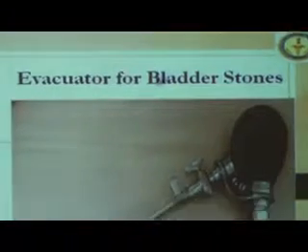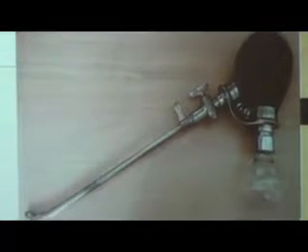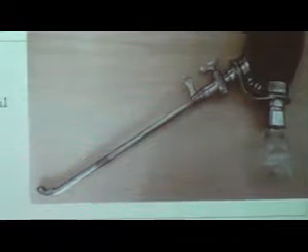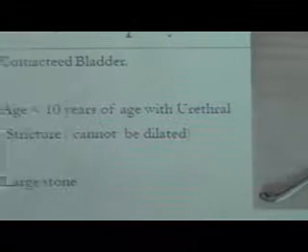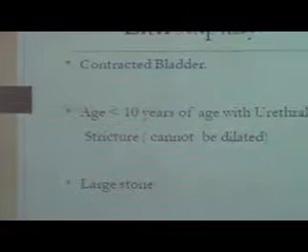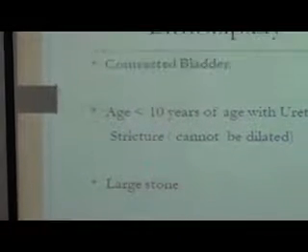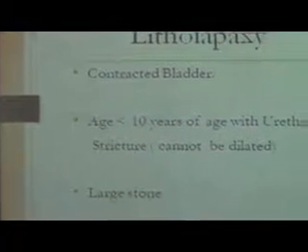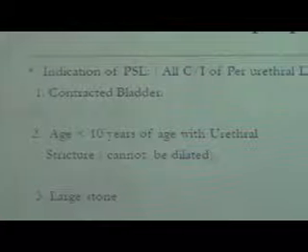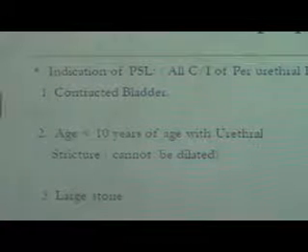Now learn the contraindications for lithotripsy. If the urinary bladder is contracted; if the age of the patient is less than 10 years, where you are getting a urethral stricture, because we won't be able to do it, our cystoscope will not pass; and the third one is if the stone is large. So these are three contraindications for lithotripsy. If you are getting these conditions, then our modality will be percutaneous suprapubic lithotripsy. I told you, we will change it.